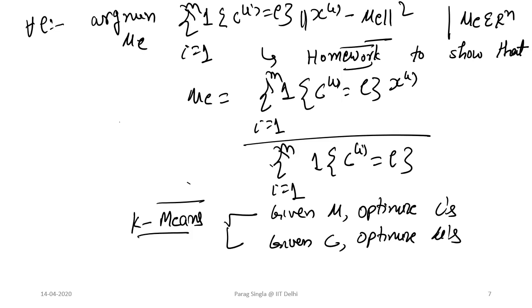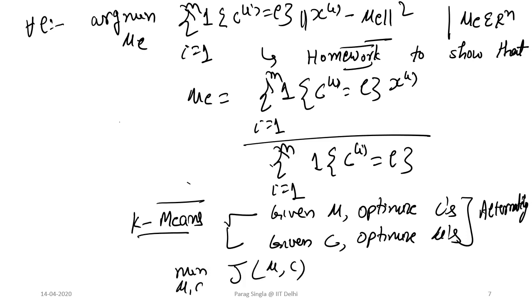And before we go to the next slide, doing this alternately would have optimized our original function, which is J(mu, c), the min over mu and c. The argmin over mu and c will give us the corresponding values, or we can say min over mu and c, which is the minimization of this.